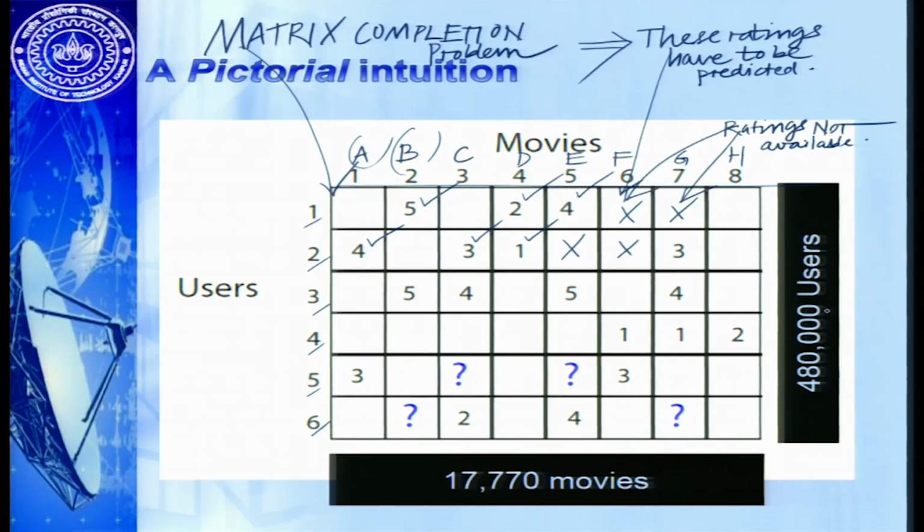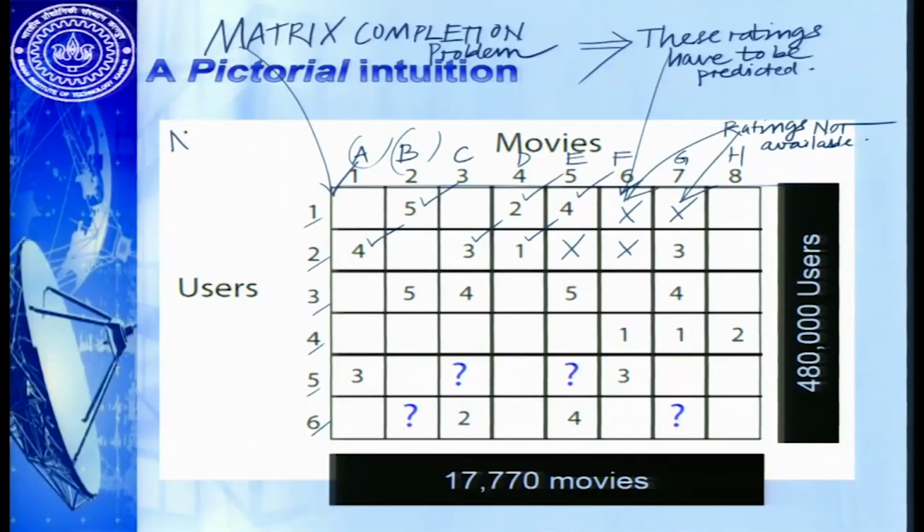So you have about 480,000 users, that is roughly 500,000 users, correct? In terms of the Netflix problem, you have 500,000 users and 20,000 movies, which means the total number of elements in the matrix is 500,000 times 20,000. So in the Netflix problem, the size of the matrix is 5 times 10 to the power 5 by 2 times 10 to the power 4.